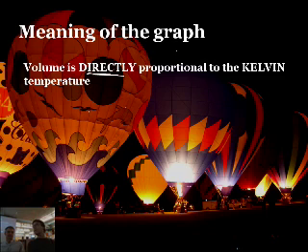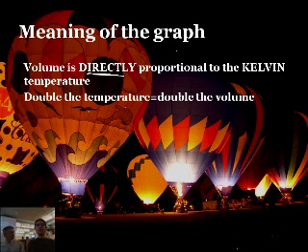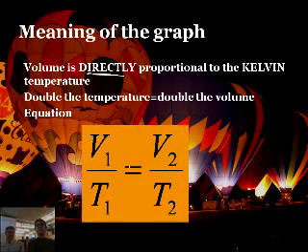Volume is directly proportional to the Kelvin temperature. So if the Kelvin temperature is doubled, the volume is doubled. If it tripled, the volume is tripled. Hey, look at that. The equation is V1 over T1 equals V2 over T2.